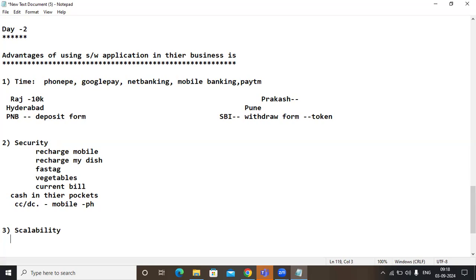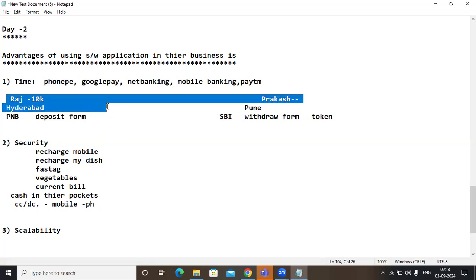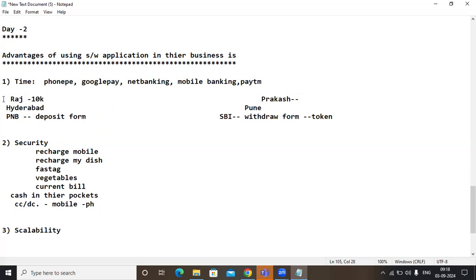Okay. Coming to the scalability. What is the exact meaning of scalability here? Scalability means, let us take a small example. Let us take the previous example only. As I said, my friend is living in Hyderabad. Myself is living in Pune. I want to transfer 10,000 rupees into his account. I'm talking about 30, 40 years back.